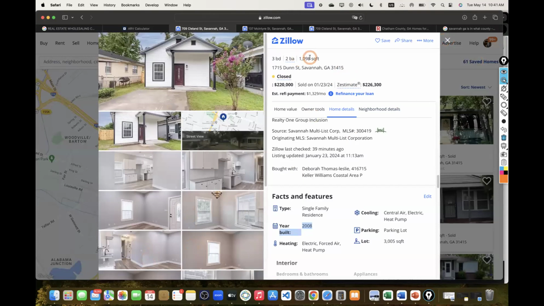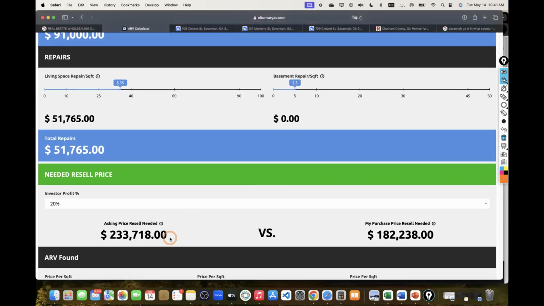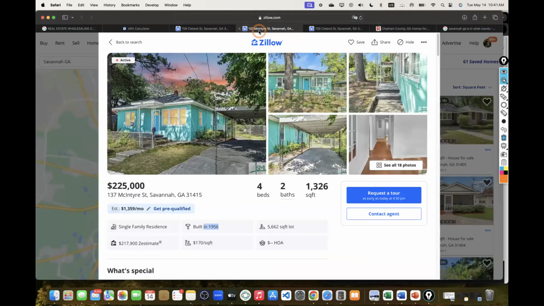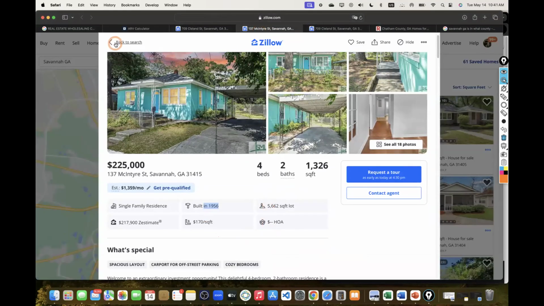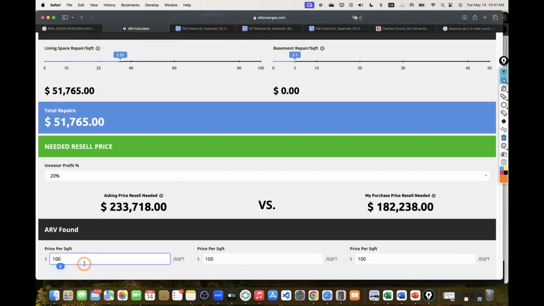The only thing is it's getting really small as well. What's the price per square foot on this? 220 divided by 1098. That's putting me at $200 per square foot, because that's the next thing I gotta look for. I gotta look for comps. So this one sold for 170, or it's for sale for 170.